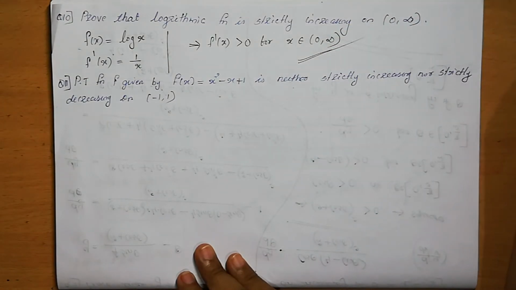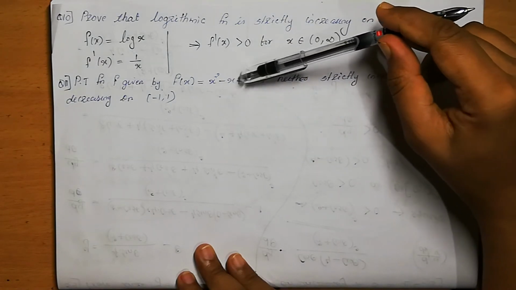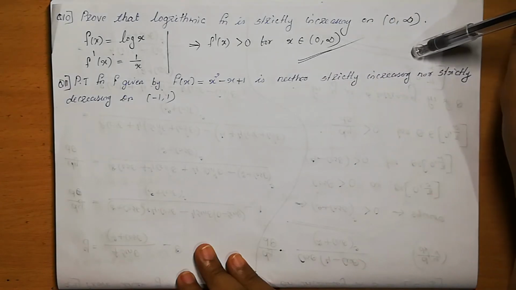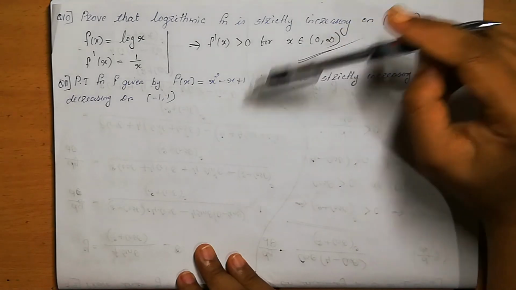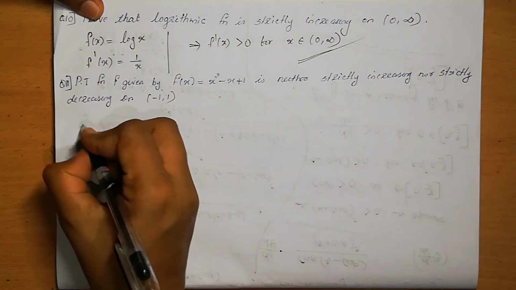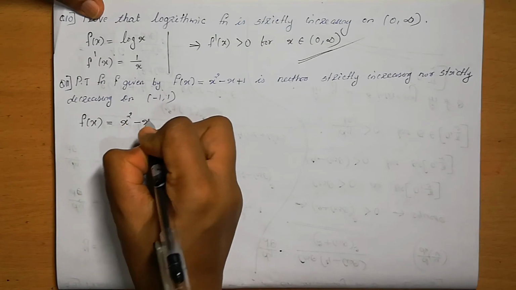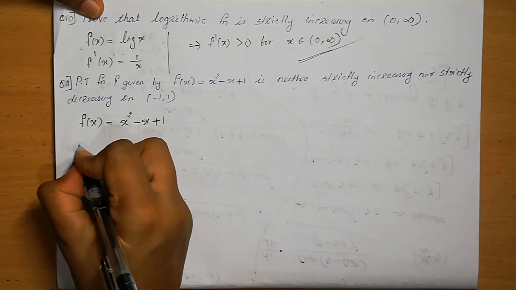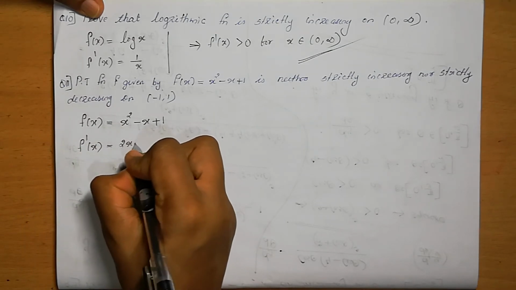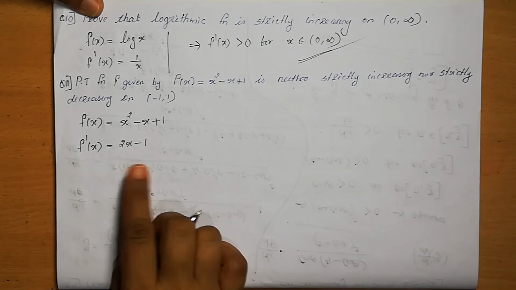Okay. Question number 11. Prove that the function f given by f of x equal to x square minus x plus 1 is neither strictly increasing nor strictly decreasing on minus 1 to 1. This is neither increasing nor decreasing, we need to prove. First we write the function f of x equal to x square minus x plus 1. First we need to find the first derivative. So f dash x equals the derivative of x square, which is 2x, minus the derivative of x, which is 1, plus the derivative of 1, which is 0 only, right? So f dash x is 2x minus 1.